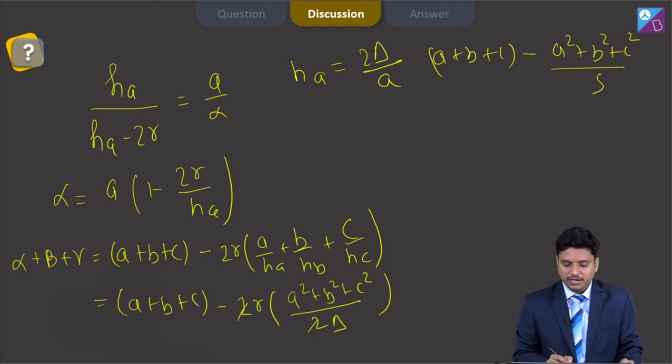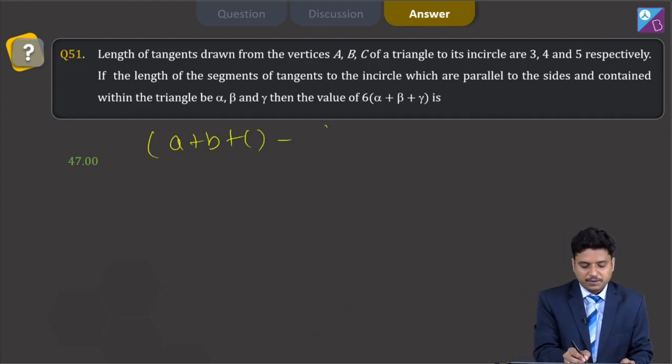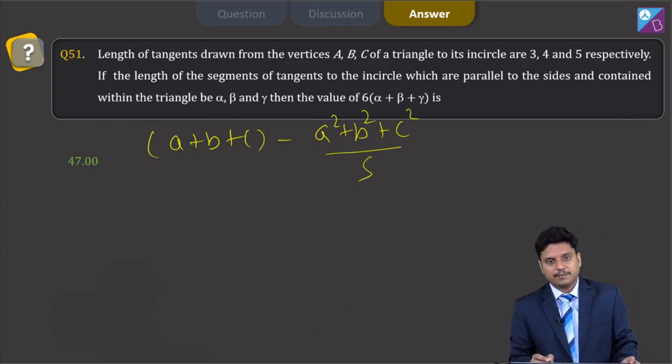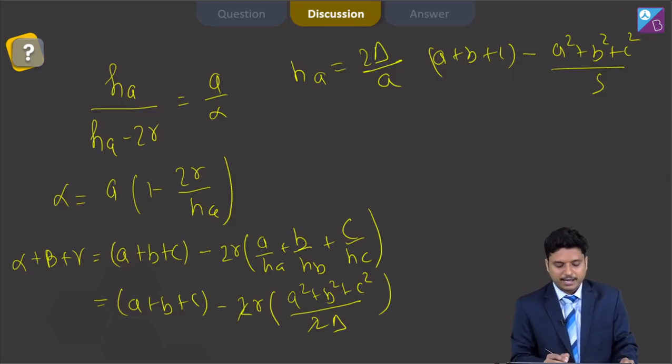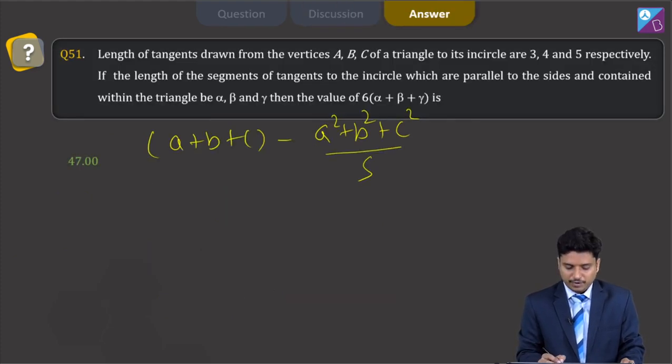Now A, B, C are already known, we can simply find the value. So it will be A plus B plus C minus A square plus B square plus C square divided by S. Delta by S is equal to R. That is why we have put R by delta as 1 by S, right? This formula was there, delta by S is equal to R. So we have put R by delta as 1 by S.